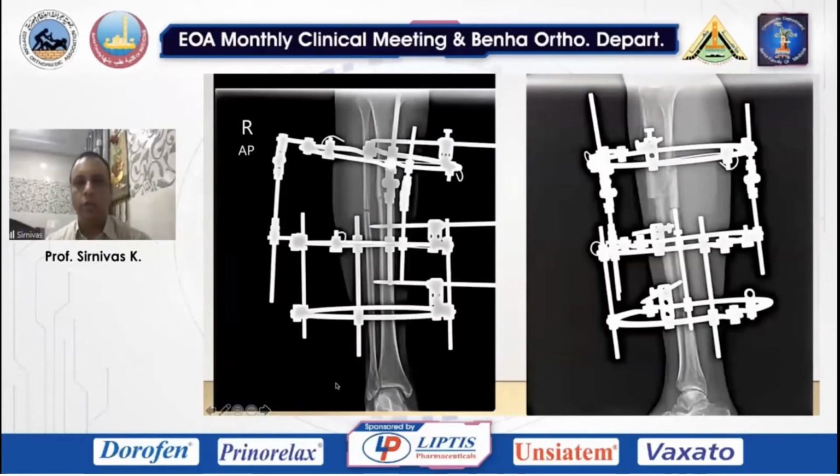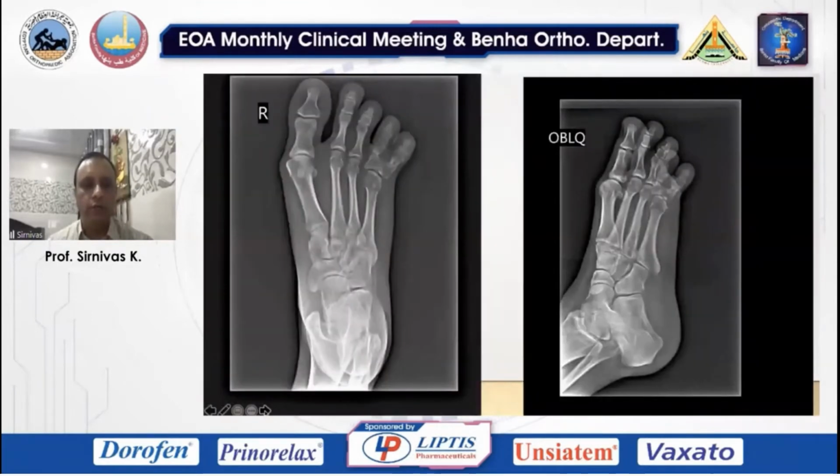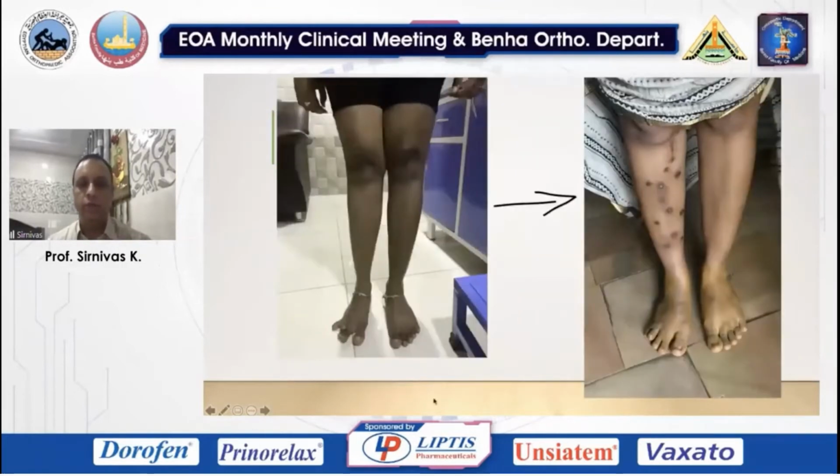This is about 2.5 months following correction of her angle within the fixator. This is after removal of the fixator. Unfortunately, there was a little bit of propagation of the osteotomy proximally, so we delayed the distraction. She went on to heal. This was correction of the toes, and this is the clinical photograph after correction of the toes and correction of the deformity of the leg.